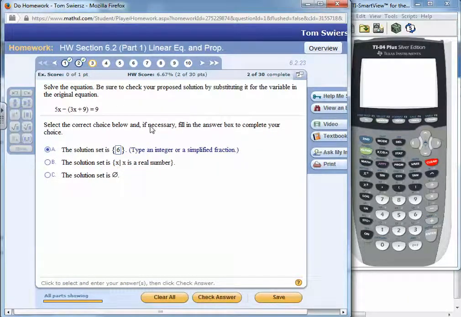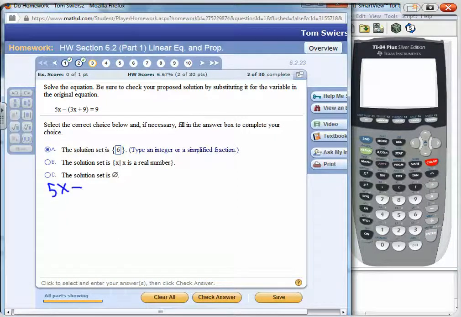Homework exercise number 3. We have 5x minus the quantity 3x plus 9 equals 9. Remember now, you must distribute the minus. This is really a positive 3x, so it's going to be a minus, and the plus 9 will become subtracting 9. Both of these are really a plus, so both will become a minus. So we'll end up with 5x minus 3x minus 9 equals the right side, which is a positive 9.